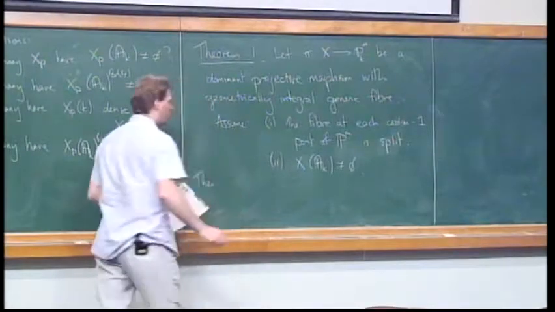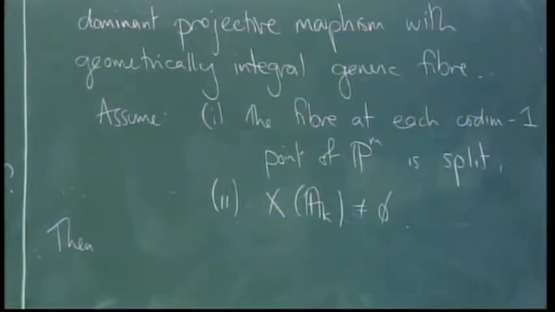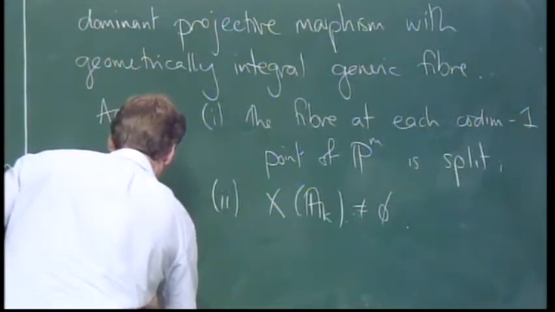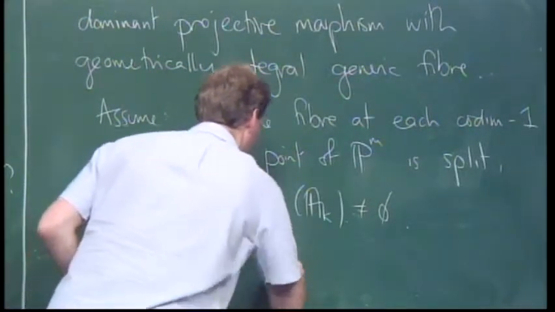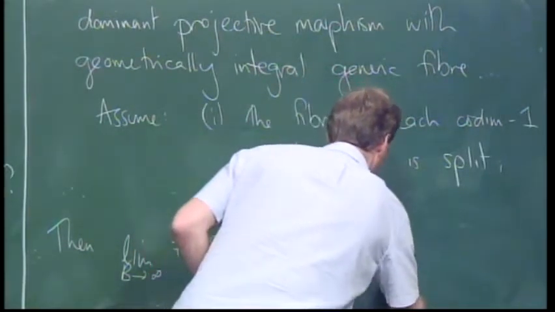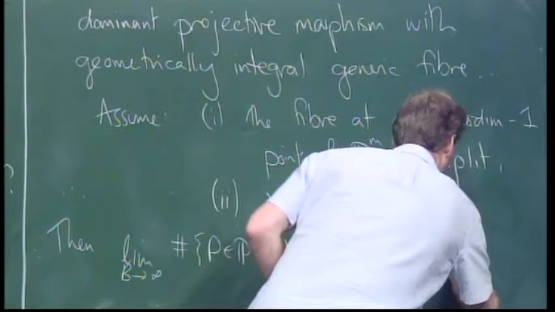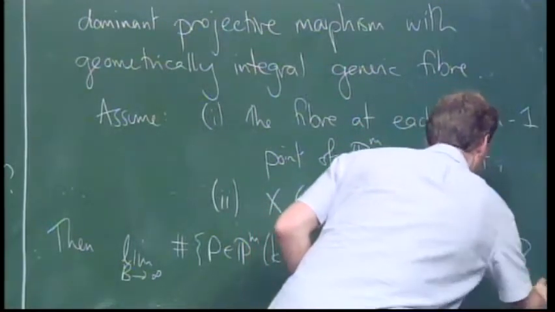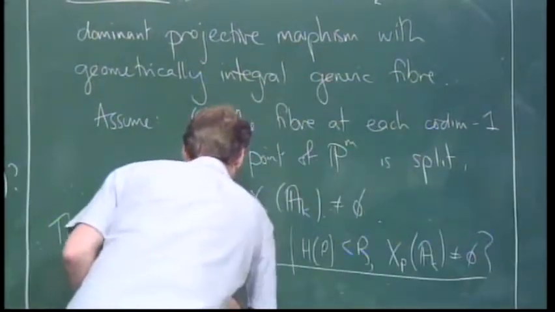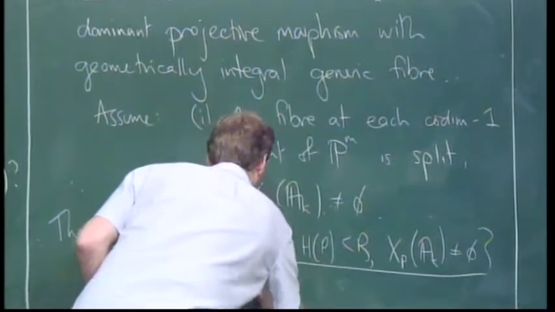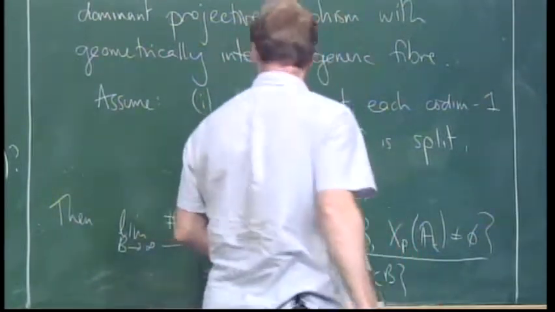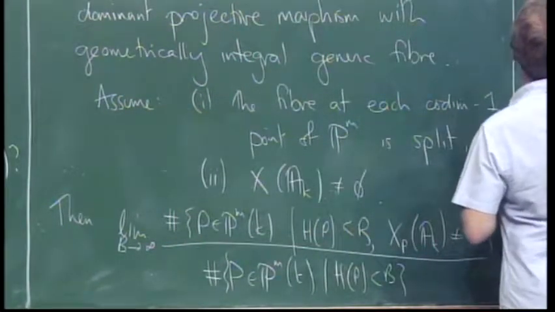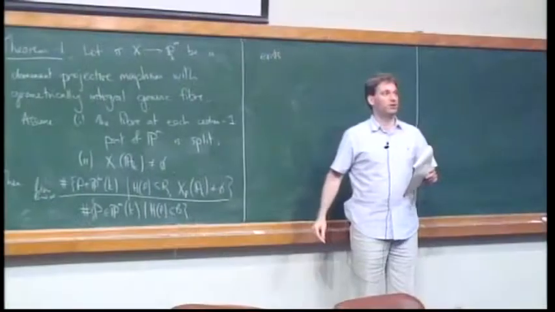Then the conclusion is that this counting thing, this limit, maybe I'll write it again. The limit as B goes to infinity of the number of P in P^m(K) such that the height of P is less than B and X_P has an adelic point, divided by just the number of such P. This thing exists, and it's simply a product of local densities.